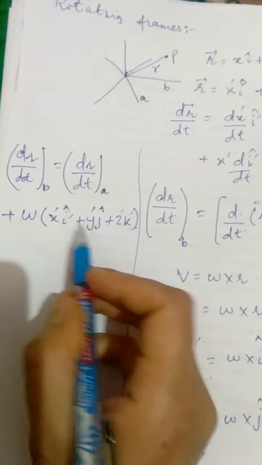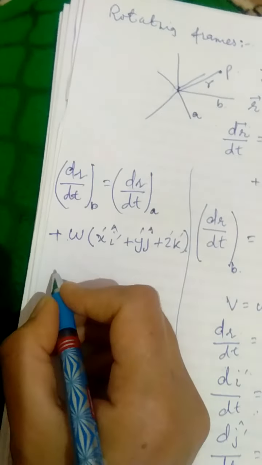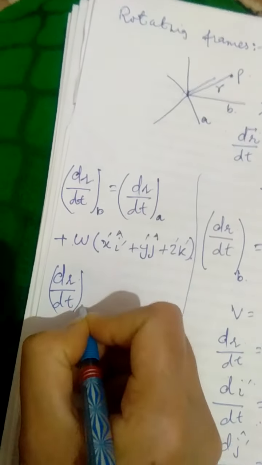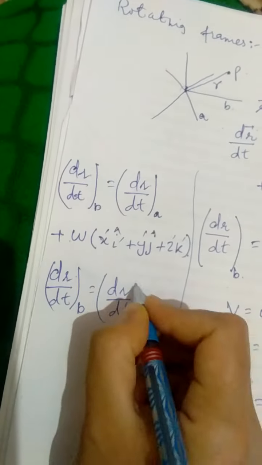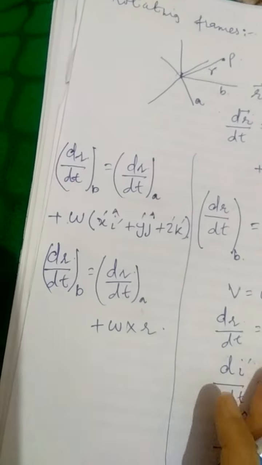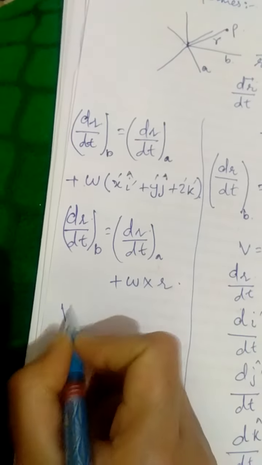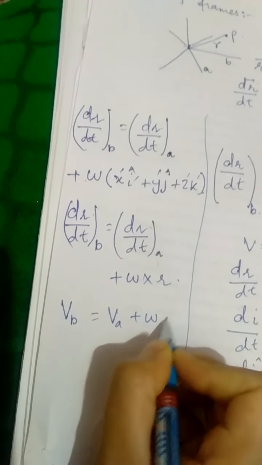Now what is this x dash i dash, y dash j dash, and z dash k dash? It is again the r vector in the rotating frame of reference. So this is, in all, what do we obtain? We obtain dr by dt in a frame of reference B is equal to dr by dt in a frame of reference A plus omega cross r, right? Now what is this? This is essentially velocity in the frame of reference B. This is velocity in the frame of reference A plus omega cross r.